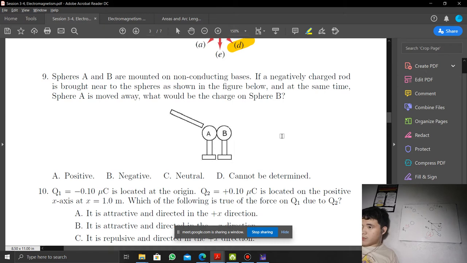Sure, magiging negative ba? Let's see. Ang sagot ko kasi positive, pero wait, let's see. If a negatively charged rod is brought near the sphere, and at the same time, sphere A is moved away, what would the charge on B be? Okay, sige.